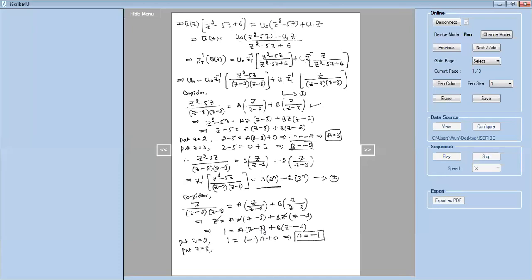Next, if I put 3, the left hand side is 1. On the right, 3 − 3 is 0, but here 3 − 2 is 1, so it is 1 into B. So this implies B is equal to 1. Right? So I got the values of A and B. So substitute them in this expression. If I substitute, we get, okay, just go to the next step.